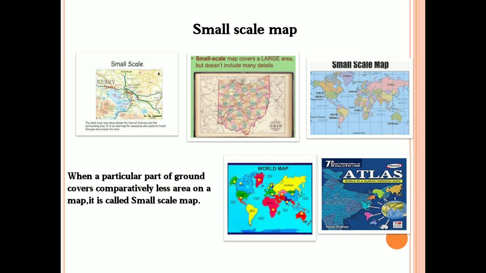Small scale map. When a particular part of ground covers comparatively less area on a map, it is called small scale map. A map having a numerical scale greater than 1 is to 10,000 is called small scale map. Maps of state, country, continent, world, etc. are the small scale maps. Maps in an atlas are the small scale maps.